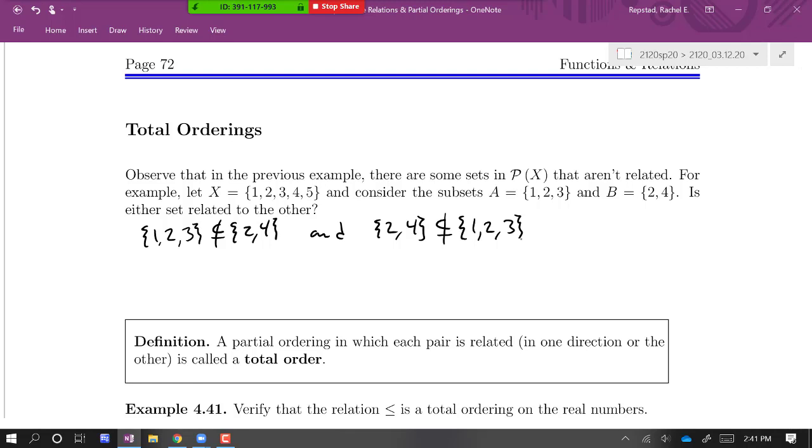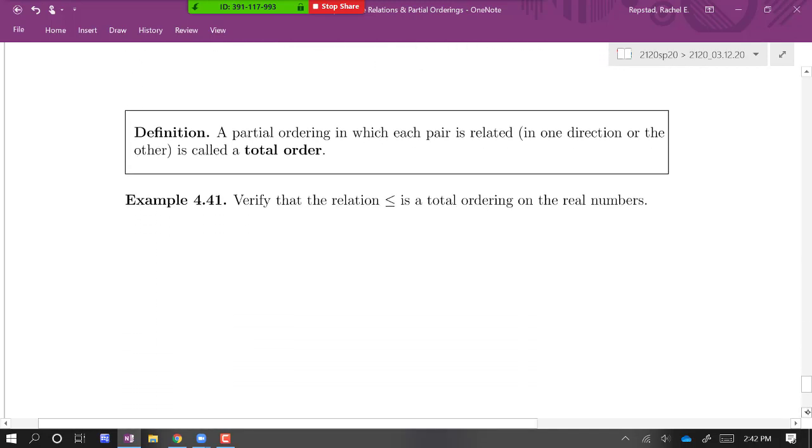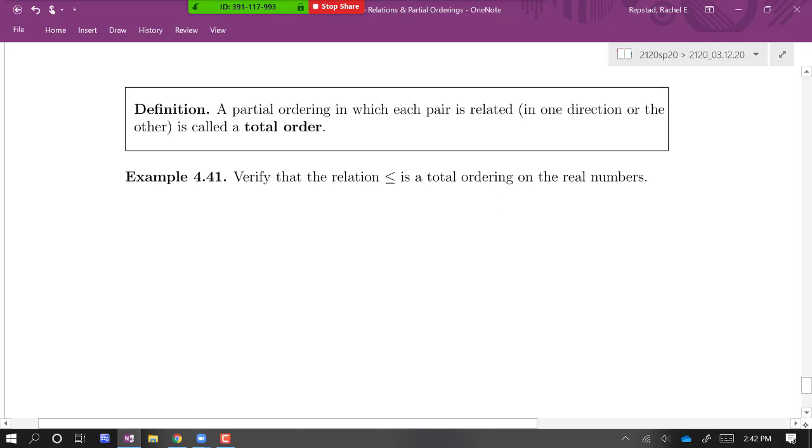If you have a partial ordering, but no matter which two elements you pick, you can always say that they're related in one direction or the other, that's when you have a total ordering. It's when every pair of elements you grab is definitely related in one order. They are comparable, we would say. An example of a total ordering is just the relation less than or equal to on the real numbers.